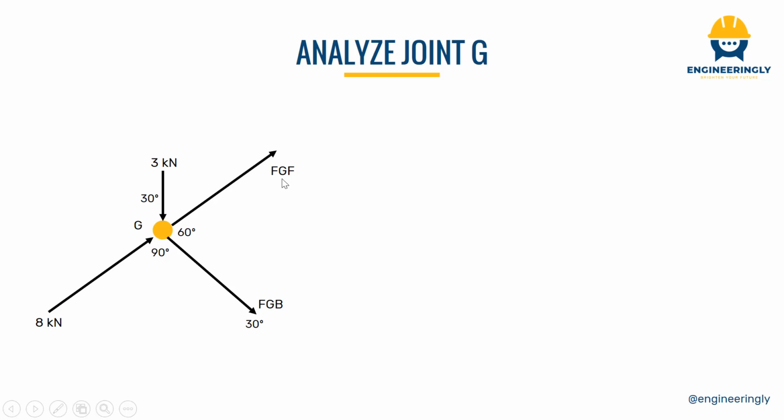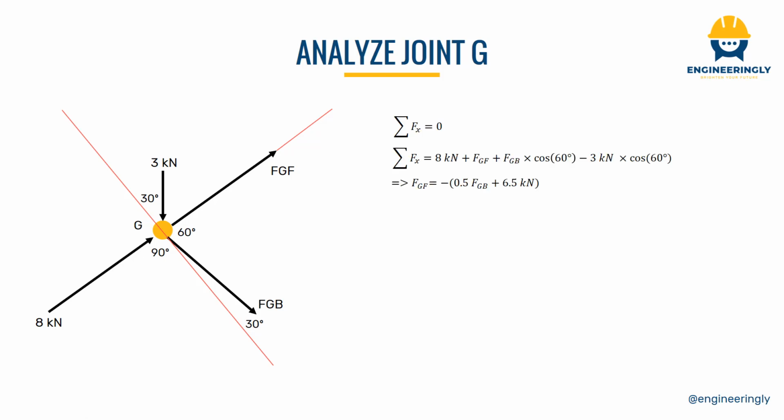In here, we want to find the values for the forces in member GF and member GB. For ease in our work, we will introduce new x and y axis in here. So this will be our x-axis and this will be our y-axis. The summation of forces acting in the x direction will be 0. From here, we can find that the force in member GF will be minus 0.5 times force in member GB plus 6.5 kN. The summation of forces in the y direction will be 0 again.